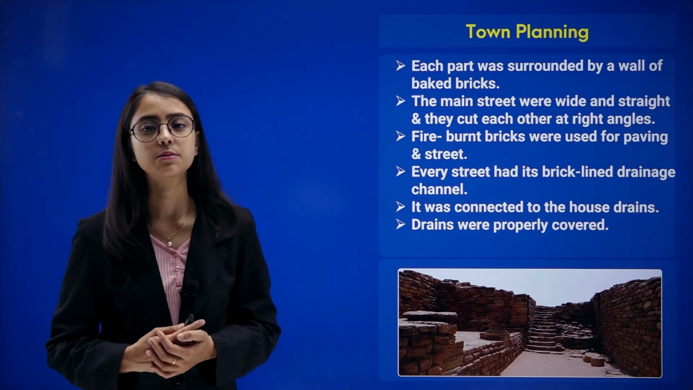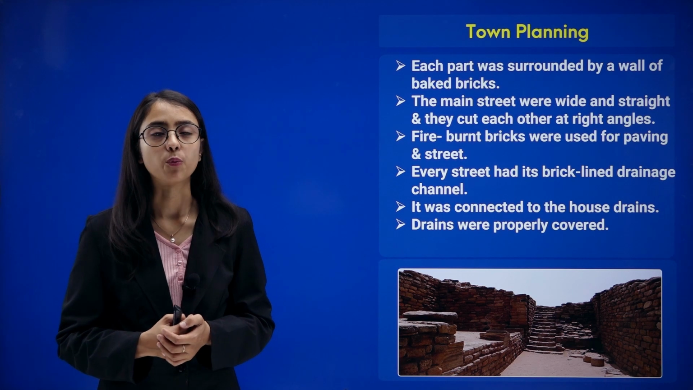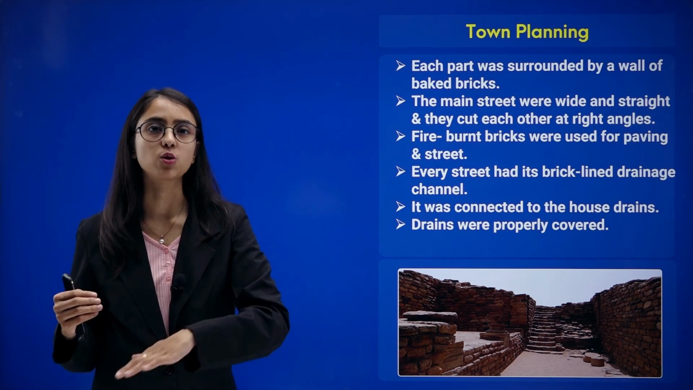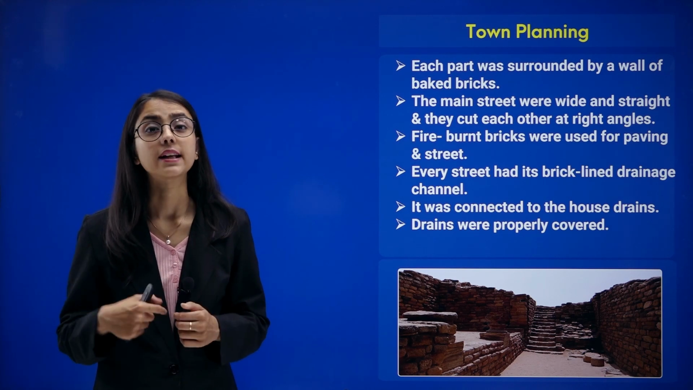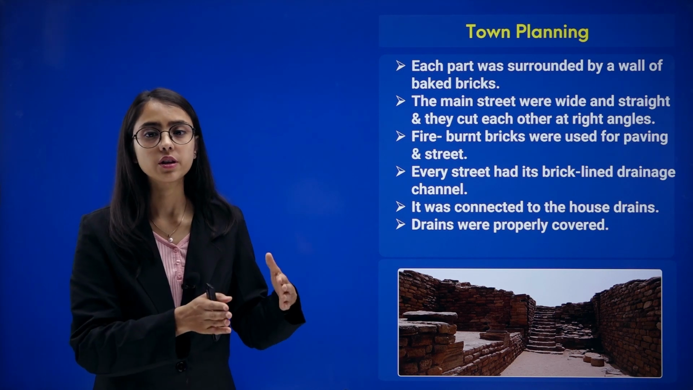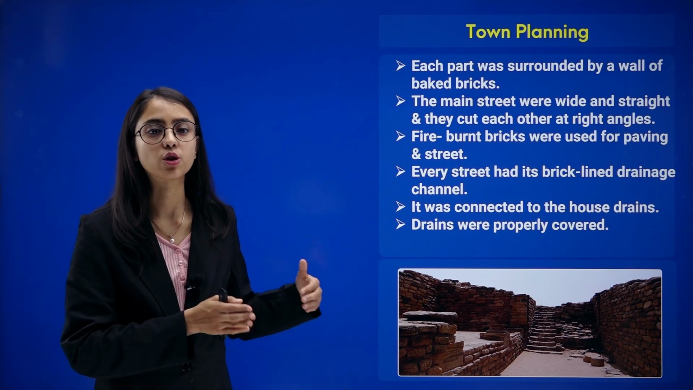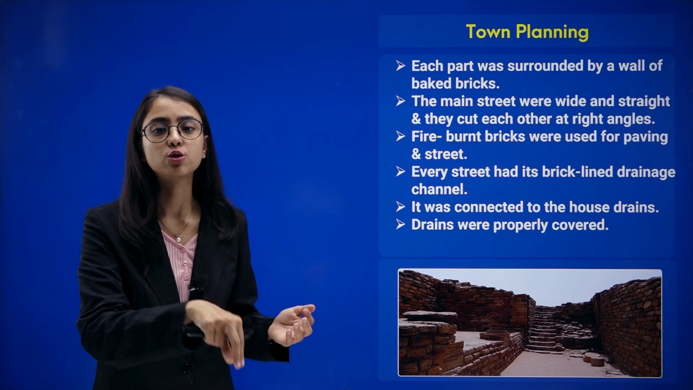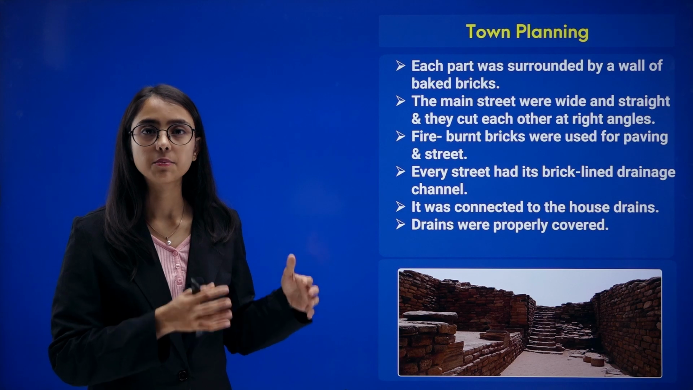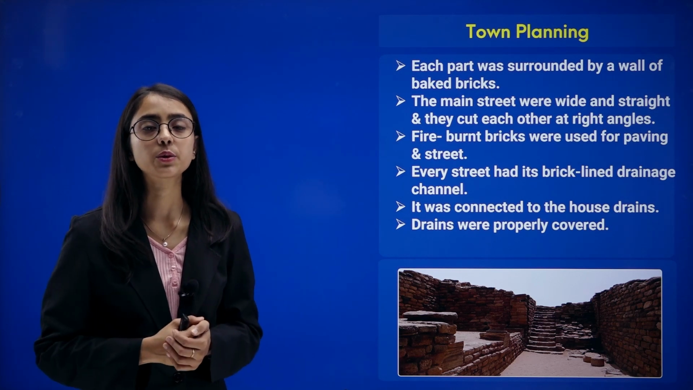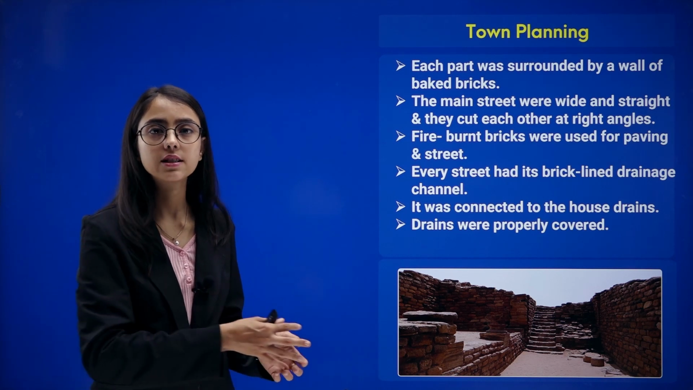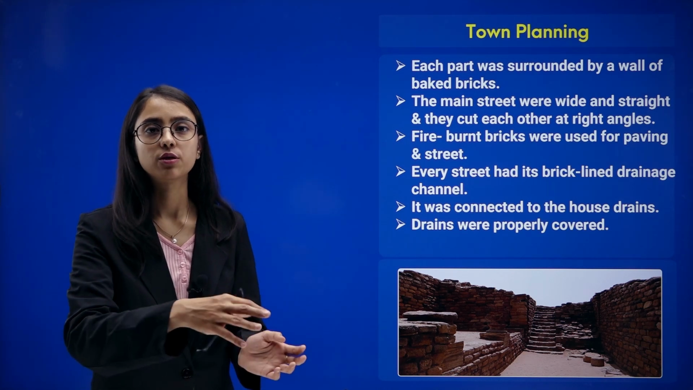Every street had its brick lined drainage channel. In this time, the drainage is underground. The sewage flows under the city, isn't it? But in the earlier times, there were drainage channels along the streets. Baked bricks were used to create drainage in which the waste could flow. It was connected to the house drains. So the main drainage channels in the streets were connected with house drains so that the waste material from the houses could flow freely in these long drainage pipes and get out of the city.